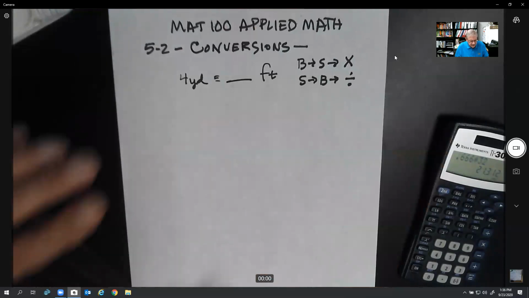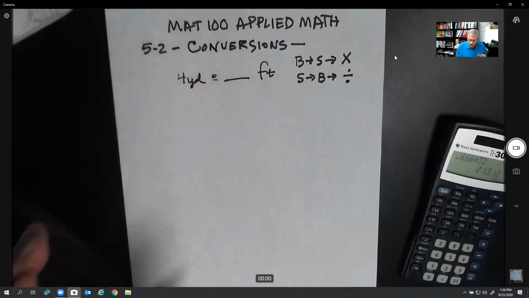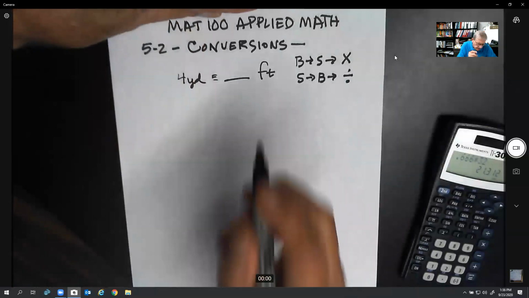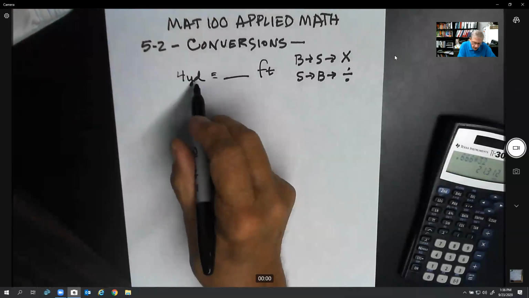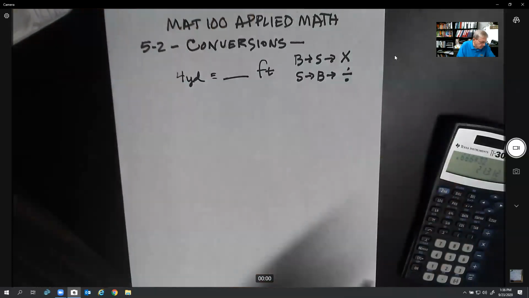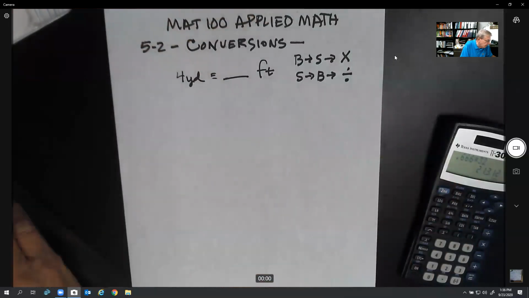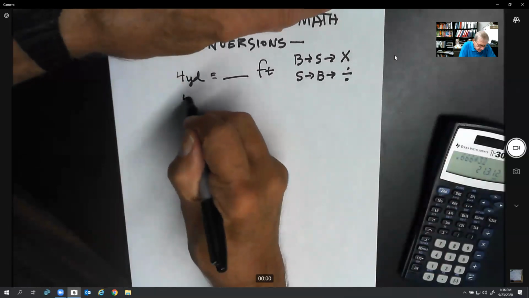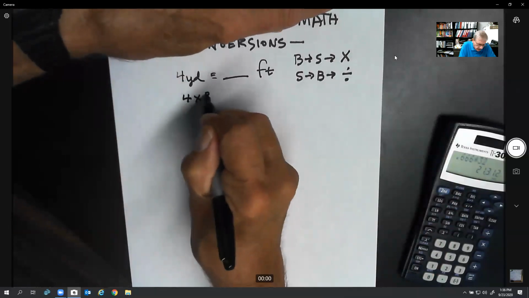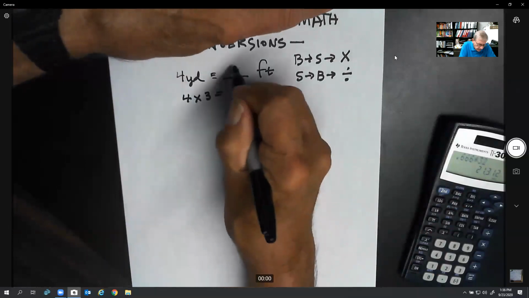Well, this is good to an extent, but sometimes you don't know if you're going from big to small. In this case, it's pretty obvious. Yards is a bigger measurement. And we know that 1 yard is 3 feet. So we're going to multiply by 3. Our conversion number is 3. So we take 4 yards and multiply it by 3, and we get 12 feet.